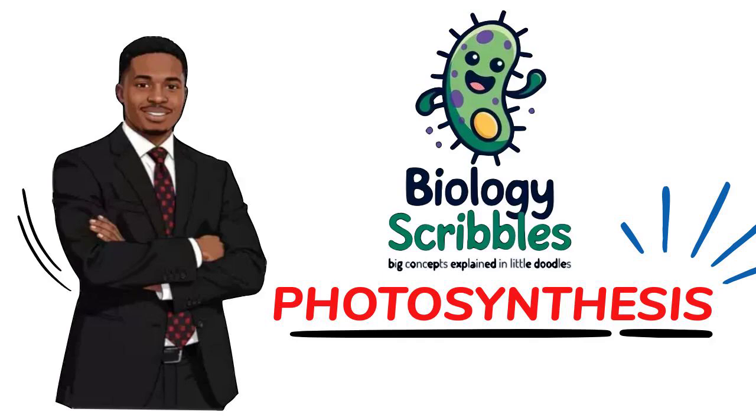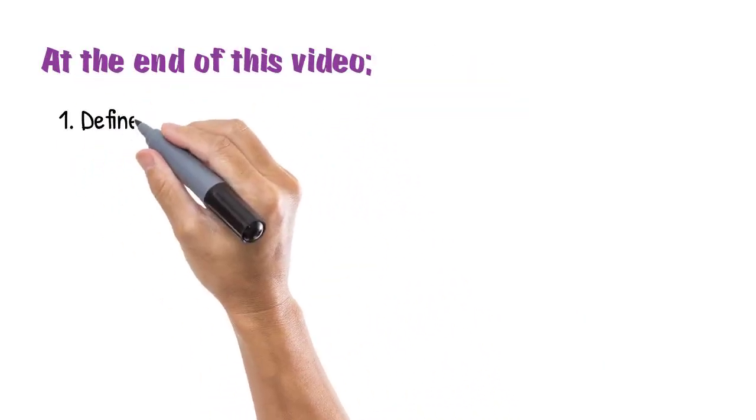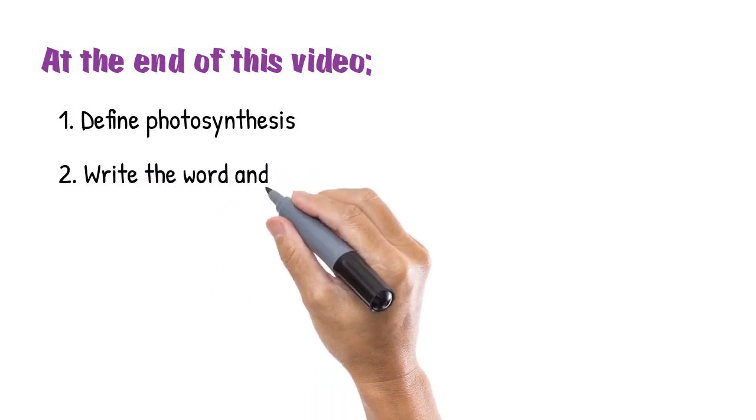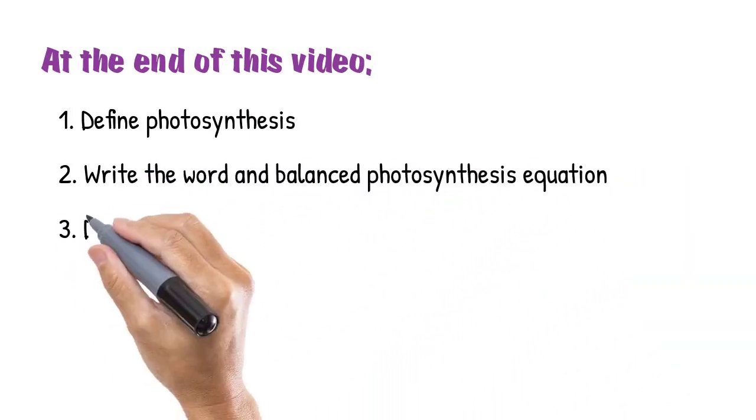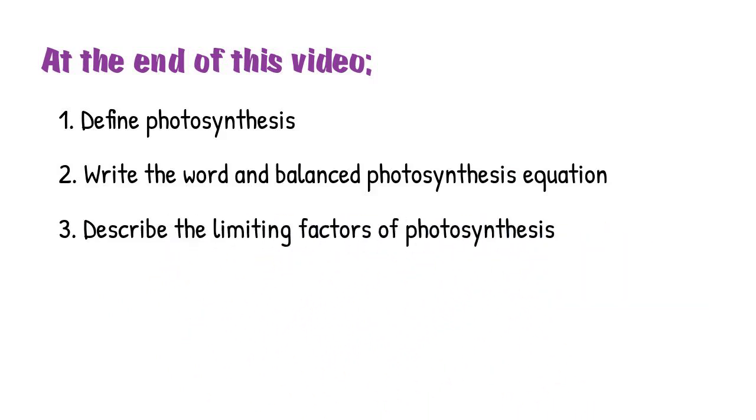Today's lesson, Photosynthesis for IGCSE and GCSE Biology. By the end of this video, you will be able to: 1. Define photosynthesis. 2. Write the word and balanced photosynthesis equation. 3. Describe the limiting factors of photosynthesis. If you have your pen and paper ready, let's dive into this.